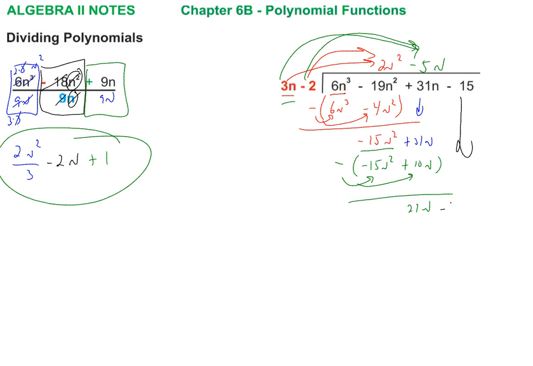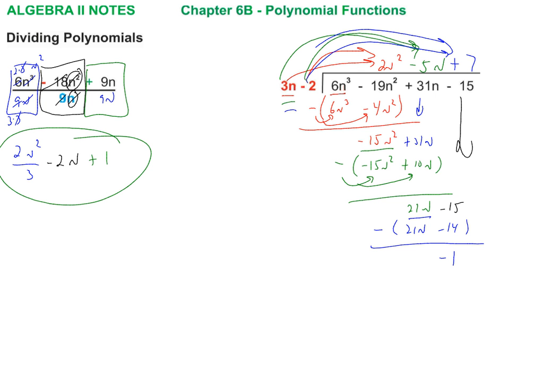Bring down my last term. Remember, front divided by front. 21n divided by 3n is a positive 7. 3n times 7, 21n. Negative 2 times 7, negative 14. Remember, I'm subtracting. Front term is 0. 15 negatives and 14 positives leaves me 1 negative.